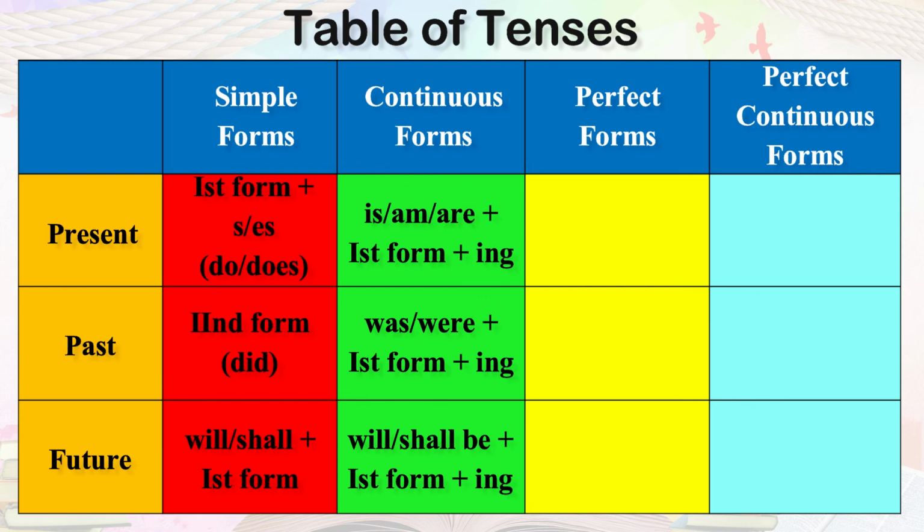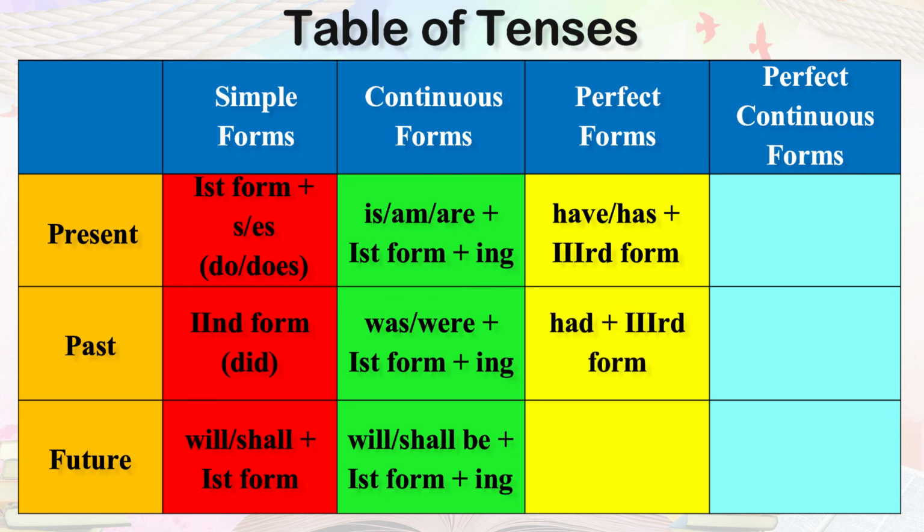Now let's have a look upon the rules and regulation of perfect form, that is present perfect: have, has plus third form of the verb, and in past we have had plus third form of the verb. In future, will, shall plus have plus third form of the verb.